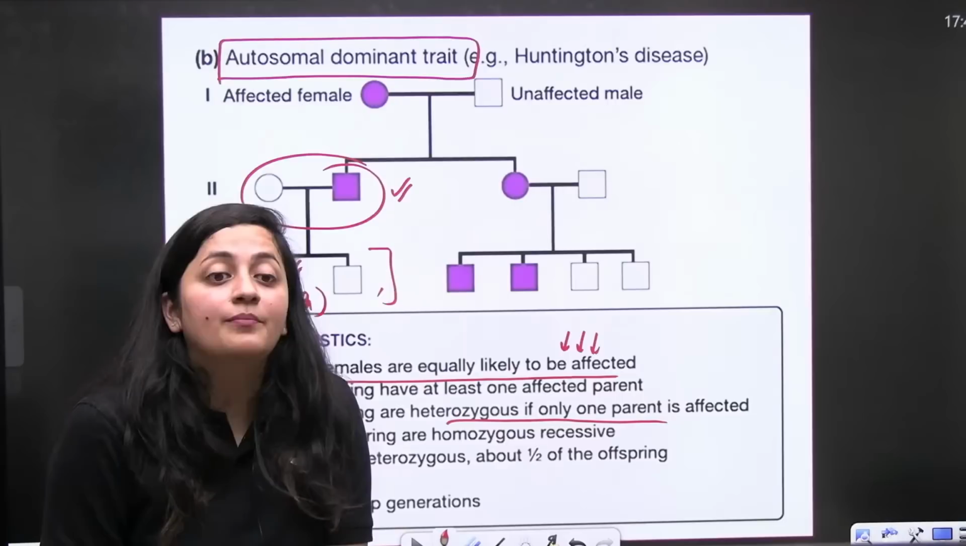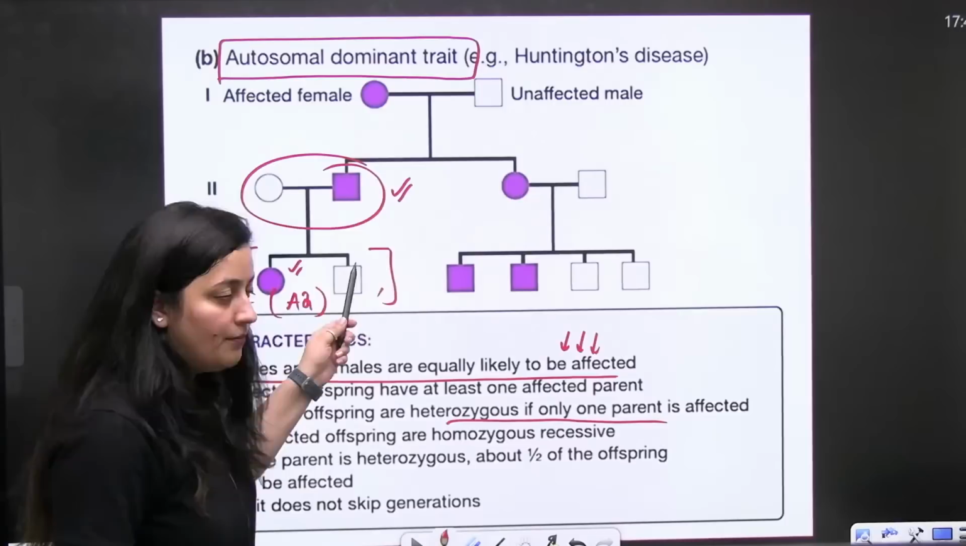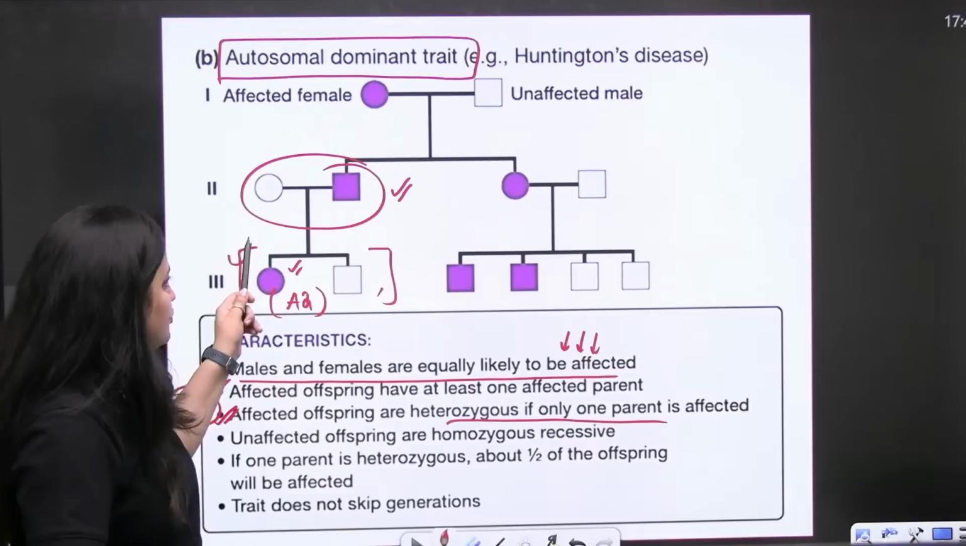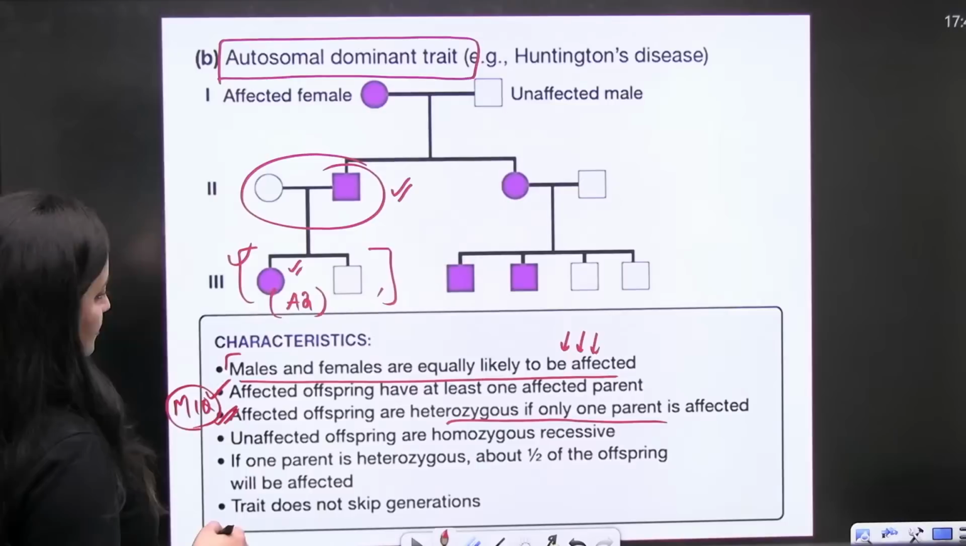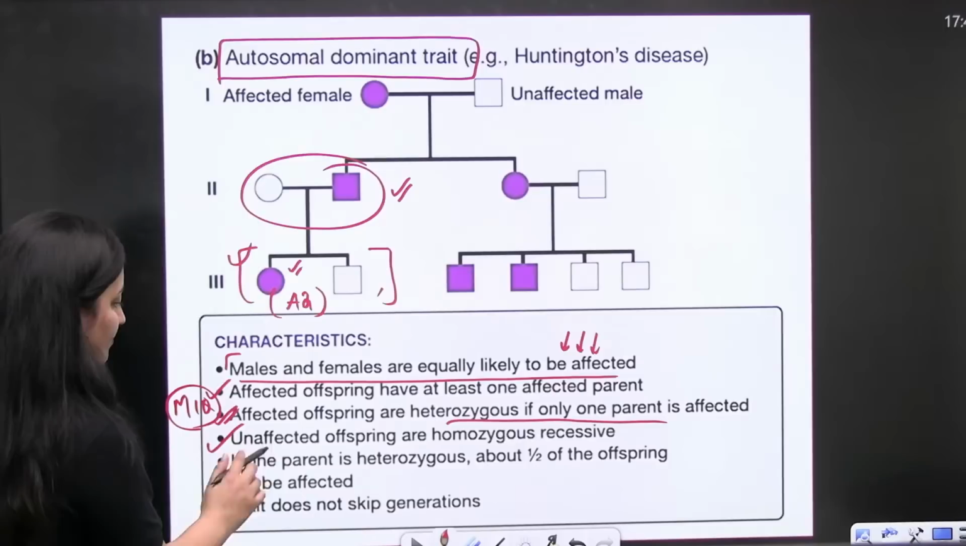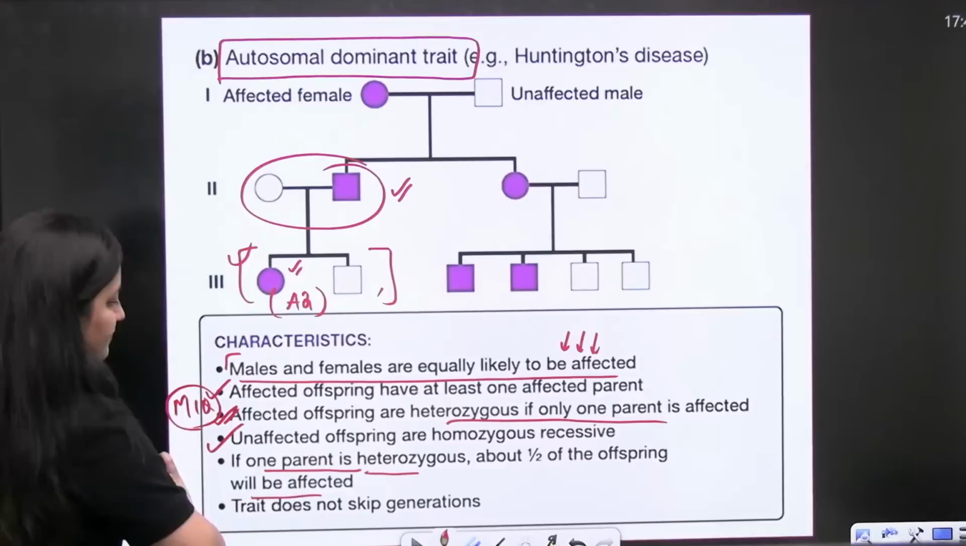So, in an autosomal dominant trait, if one parent is affected, then obviously in the next generation, if any child is affected, that will have a heterozygous dominant genotype. Now, unaffected offspring are homozygous recessive, that we know. So, if only one parent is heterozygous, 50% of the offspring will be affected, that's all. So, you need to focus on these two points.